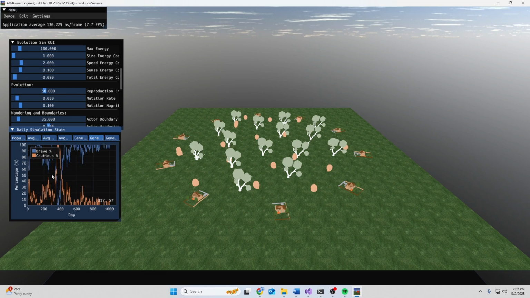It looks like mostly brave actors dominated, with a brief spike of cautious actors. And it looks like, yeah, selfish actors definitely had the advantage.